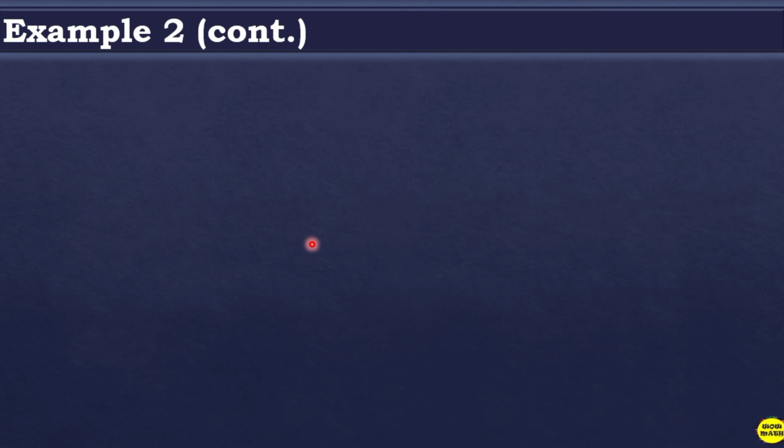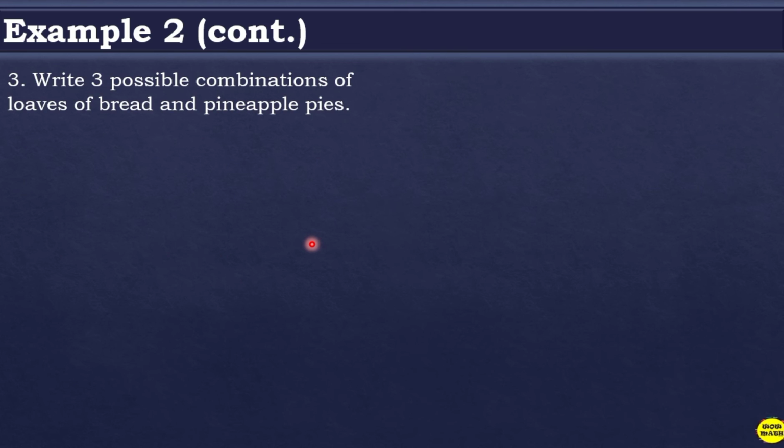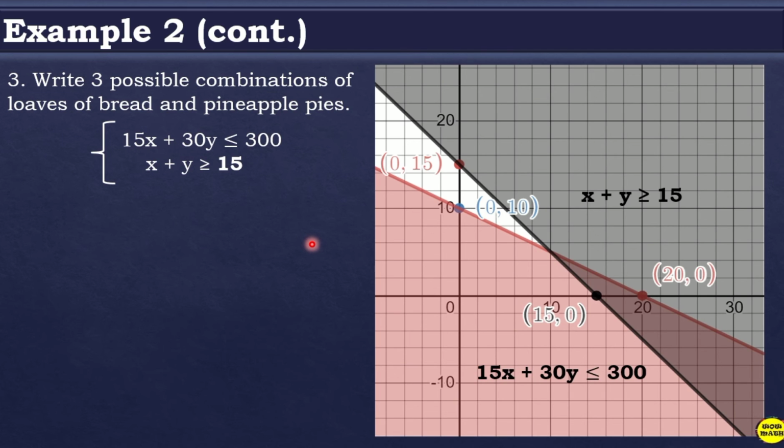Now, you are asked to write 3 possible combinations of loaves of bread and pineapple pies. So, balikan natin yung graph niya. Ito po siya. So, since bilang ang kinukuha natin, ilan kaya yung posibleng bilang ng loaf of bread and then pineapple pie para pasok doon sa budget niya na 300 pesos. Ito yung intersection. Ito yung nag-overlap.